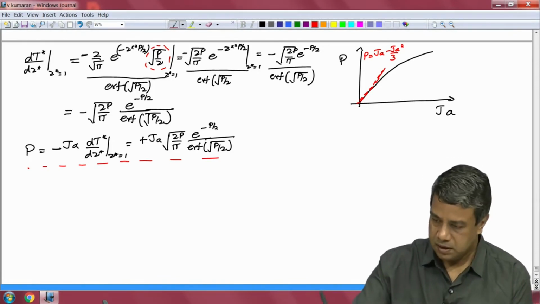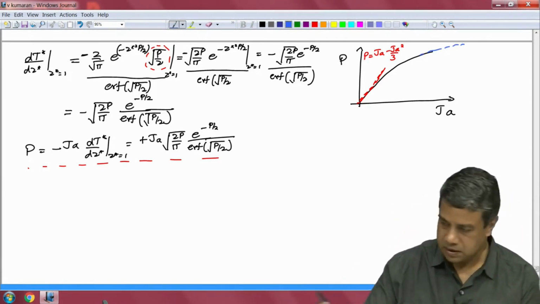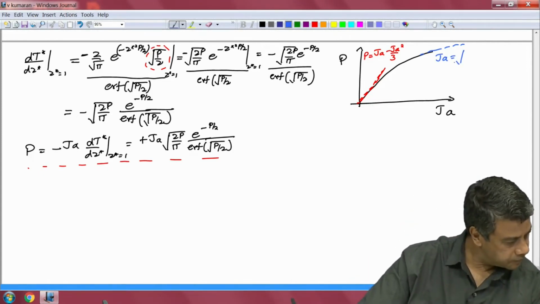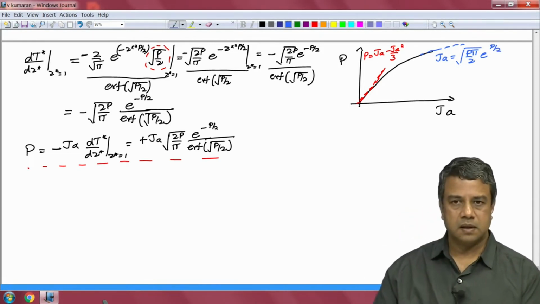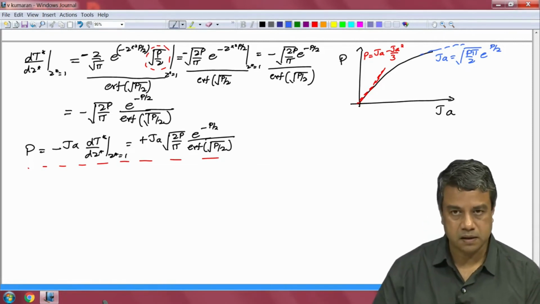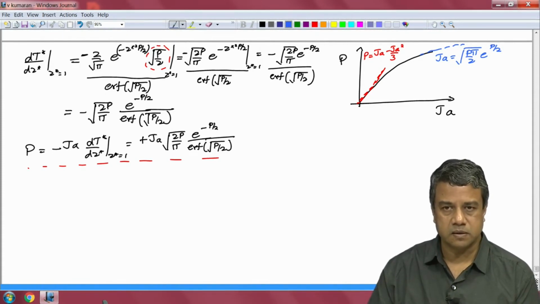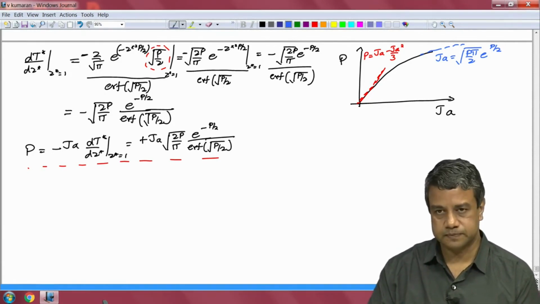And for large values, this becomes an implicit relation of the form Ja is equal to root of p pi by 2 e power p by 2. So, Ja is actually increasing exponentially with p, in the limit of high Jakob number. And in between you have numerical values, which you can use in order to find out what is the value of p given a value of Ja, which satisfies this equation.